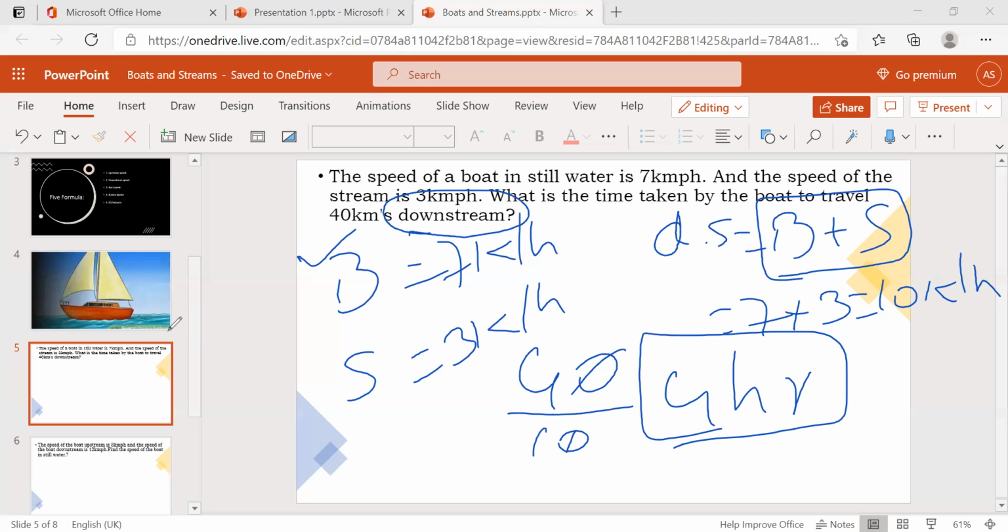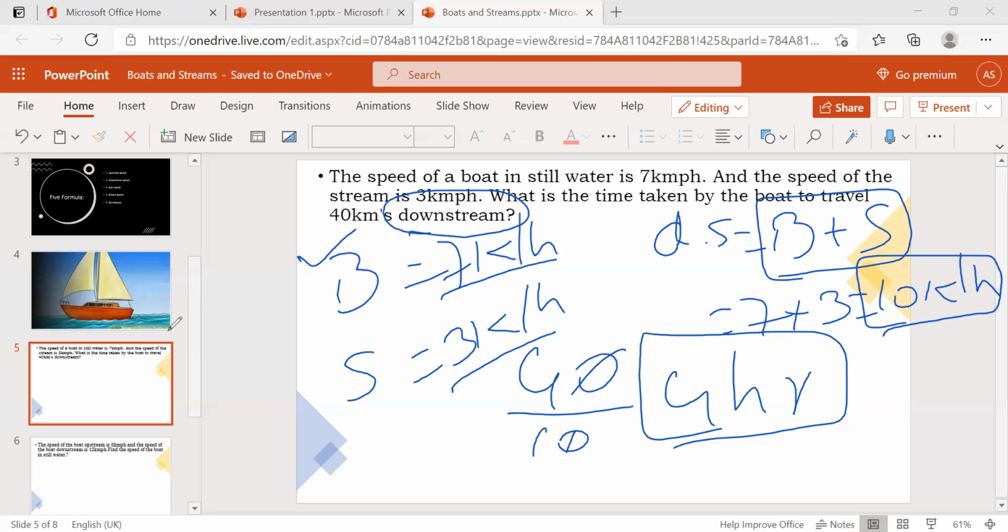Is that clear? Once again, I'll explain. They gave the boat speed as 7 kilometers per hour and the stream speed as 3 kilometers per hour. We know the downstream speed formula is B plus S, where B is boat speed and S is stream speed, so the speed is 10 kilometers per hour. Now we know the speed and we know the distance, 40 kilometers. So 40 by 10 is nothing but 4 hours.